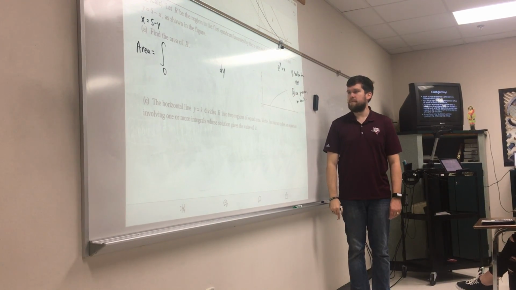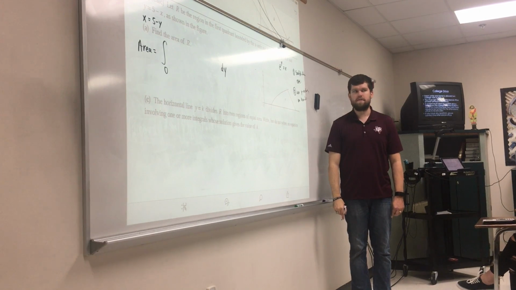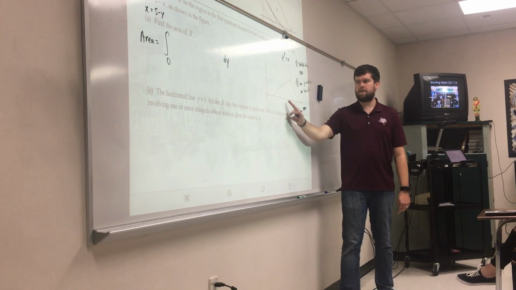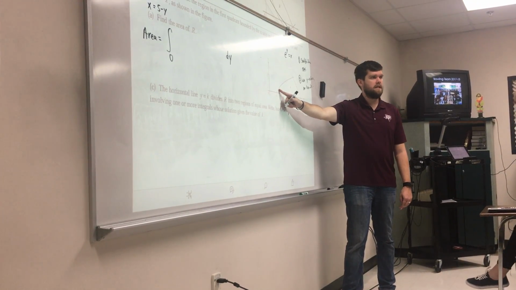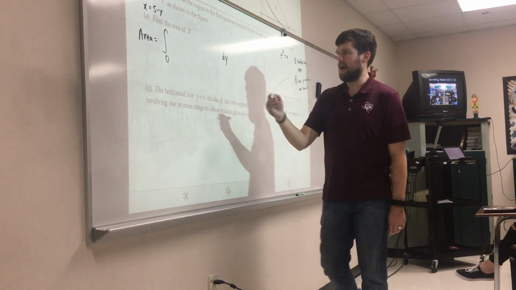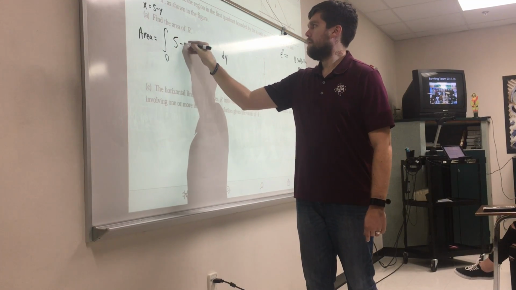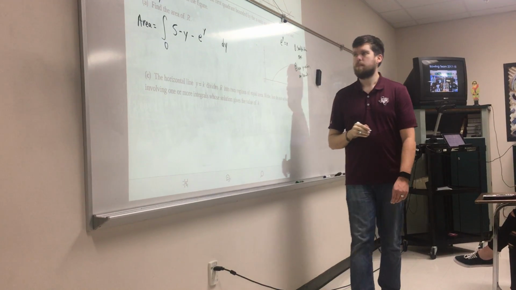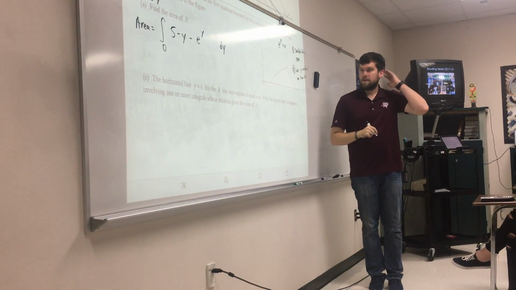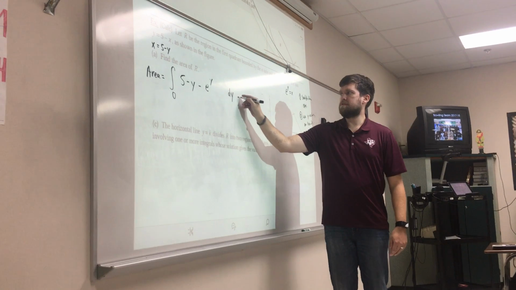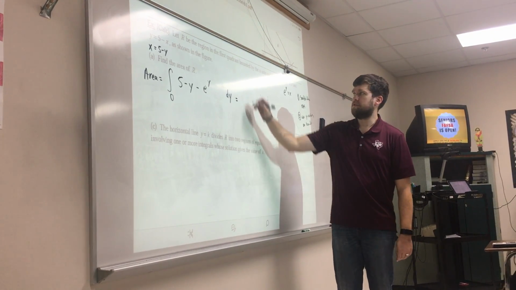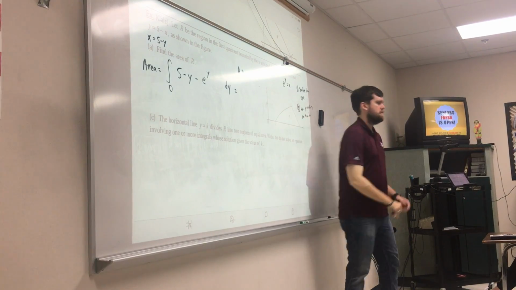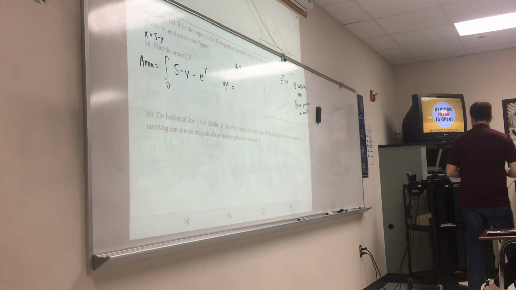Now, if I want to do right minus left, which function is on the right? 5 minus y, and the function on the left is e to the y. So I'm going to do right minus left. And now, before I can calculate this, I need to figure out what that upper bound is. That upper bound, we can just call it a, or you can call it whatever you want. I just prefer the letter a.